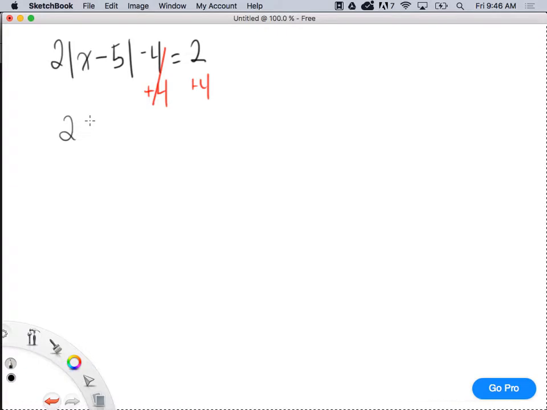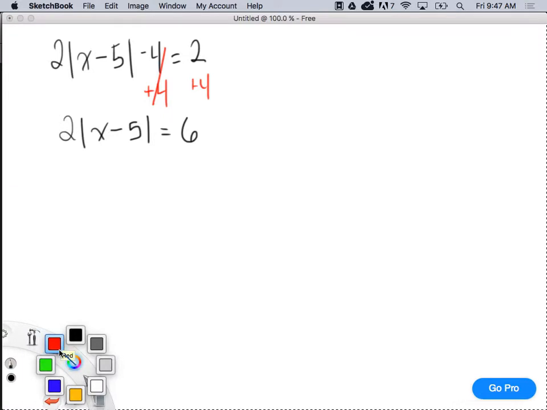Yes? We good? Yeah. Okay, we're back to our first example. Okay, our first example question. We'll do that one. Okay. Now, you see this? 2 times the absolute value of x minus 5 minus 4 equals 2. The first thing I do is I want to isolate it, so I add 4 to both sides. Yes, sir? Okay. What do I do now?